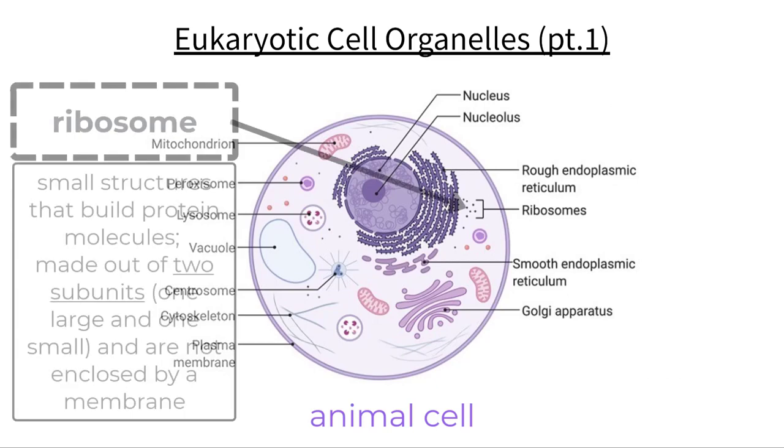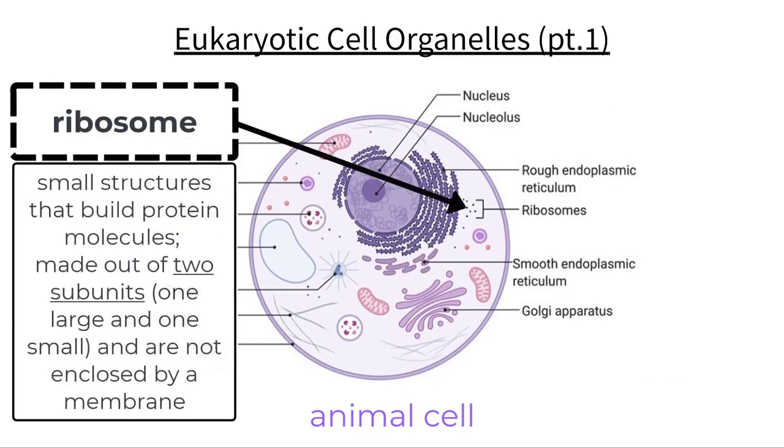Next up, we have the ribosome. Ribosomes are small structures that work to build protein molecules. These structures are made out of two subunits, one large and one small, and are not enclosed by a membrane, making them unique to all other organelles.